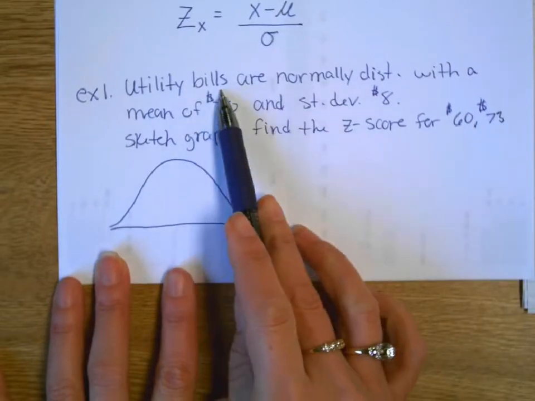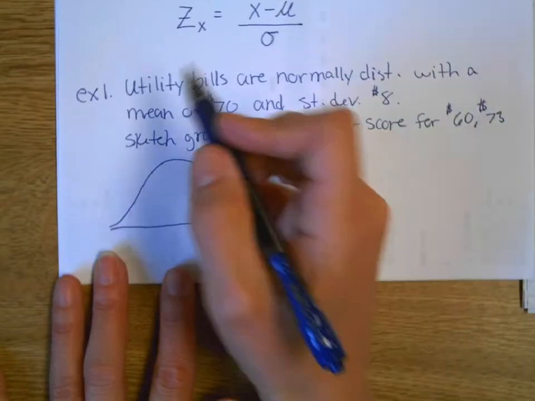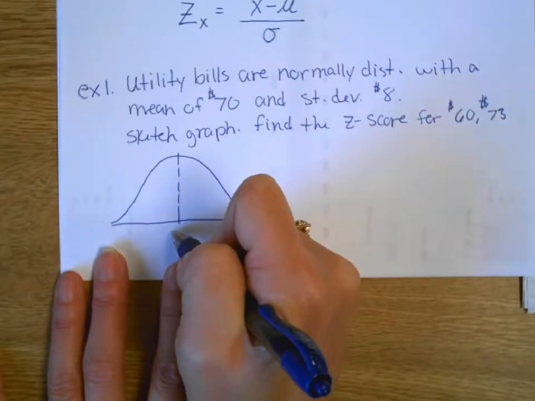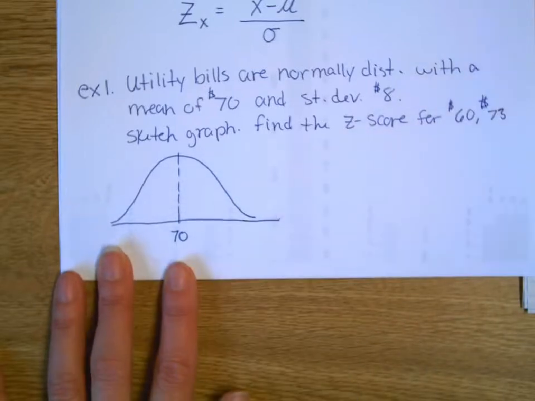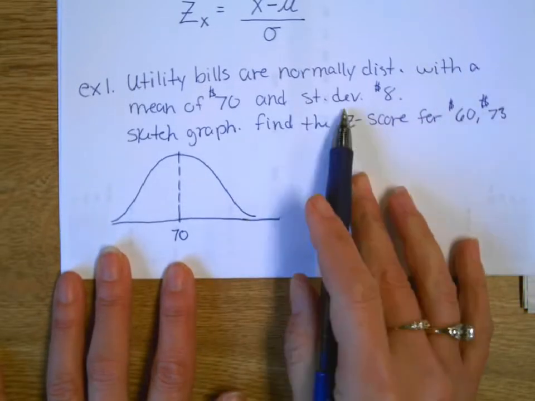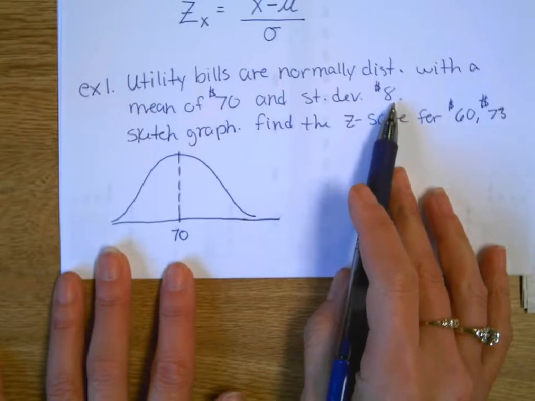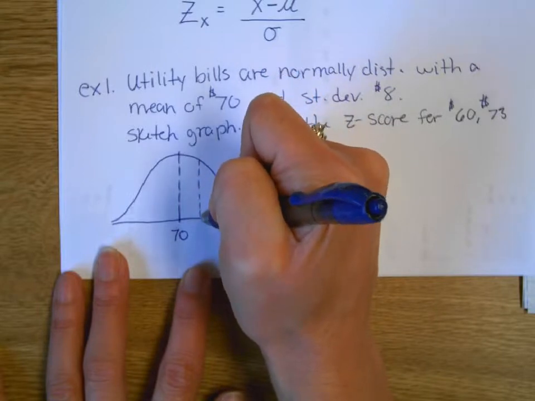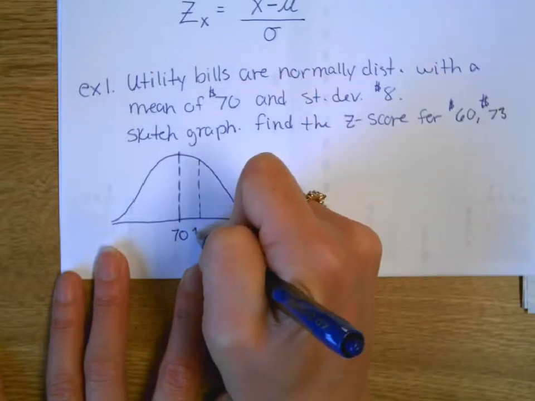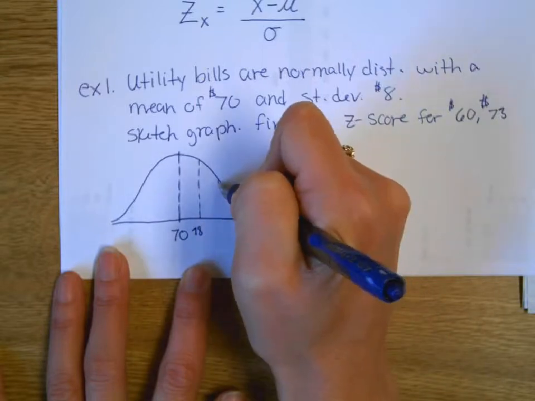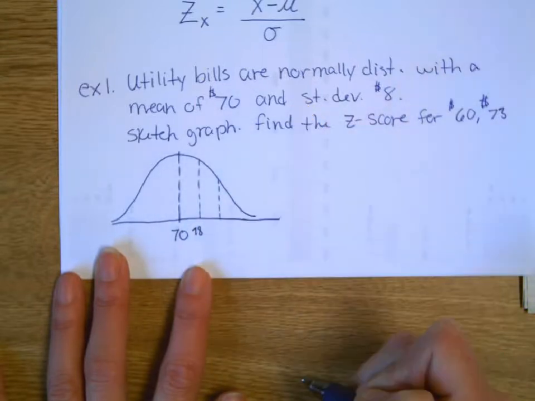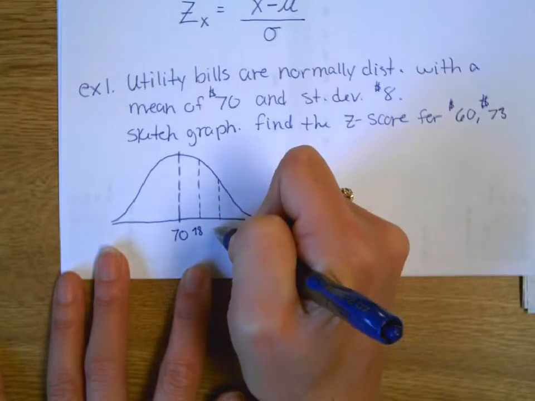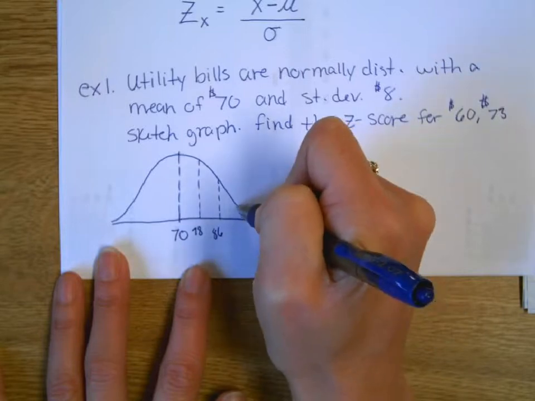Okay, I know the utility bills are normally distributed with a mean of $70. That's the middle. Remember, the mean shows up in the middle. And then the standard deviation is $8. That means exactly one standard deviation above the mean. I just add the 8 on, that's 78. 2 standard deviations above the mean, what's 8 more added onto that? 86.